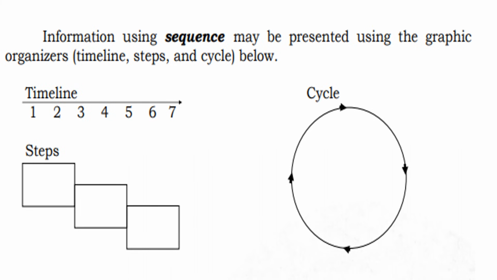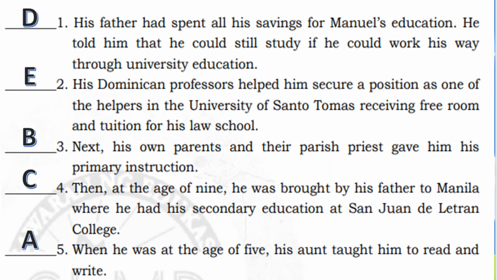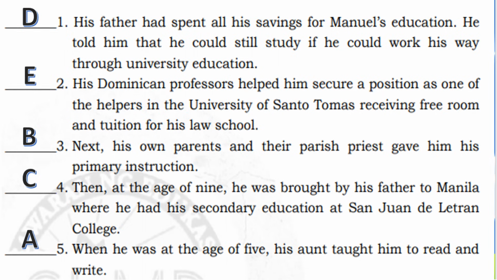Information using sequence may be presented using the graphic organizers, timeline, steps, and cycle, just like the examples below. Our learning task 1 is an example of sequence. Instead of writing numbers, we just use the letters from A to E to show and express what should be the first thing that happened in the story and the last thing that happened. So remember that is sequence or sequencing events.